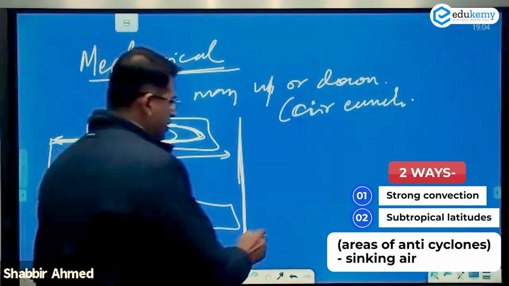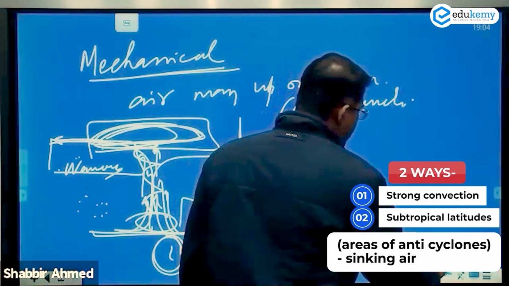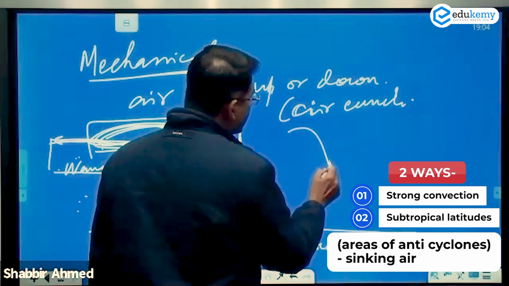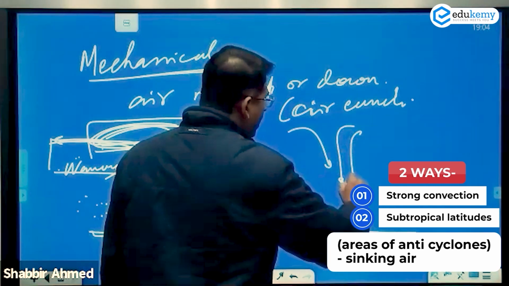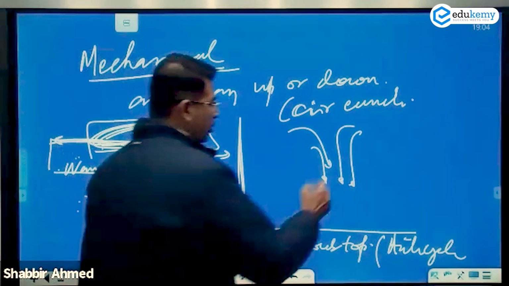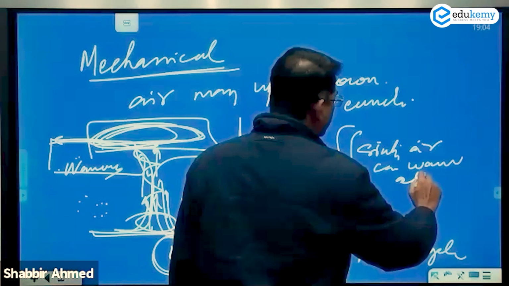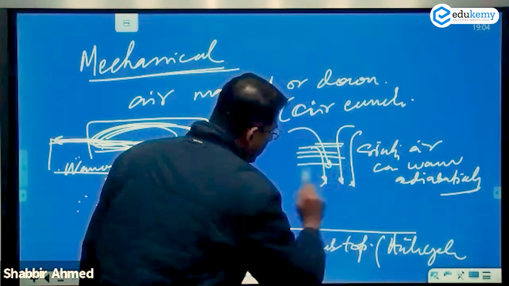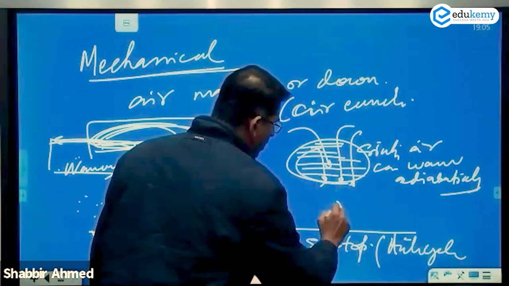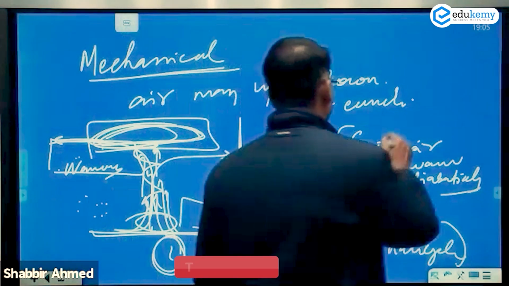And the second type is in the subtropical latitudes. These are the areas of anticyclones. While air is sinking, the air can start getting warm, adiabatic. So sinking air can warm adiabatically. So this air becomes a bit warmer than this air. This discourages formation of the clouds. This can happen throughout the year. This is also referred to as trade wind inversions.